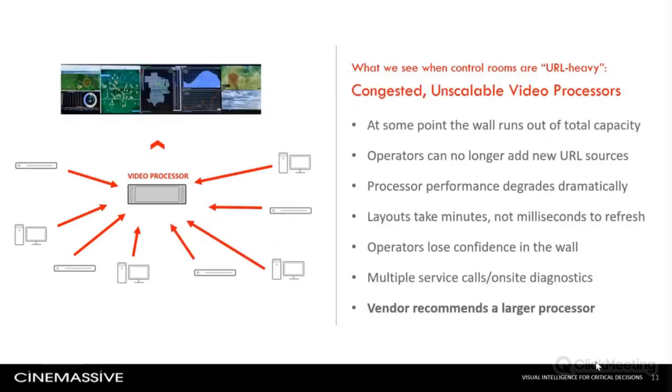What we're describing here is not just based on math or formulas. We often directly experience command centers where capacity is at or beyond the limit. What happens then? For one, new sources can no longer be added, which constrains scalability. Worse yet, performance degrades to the extent that layouts take literally minutes to refresh. Calls to vendor support organizations become a daily routine, and finally, operators and stakeholders lose confidence in the overall ability of the command center. At this point, vendors typically suggest a costly hardware upgrade, but how long until the new processor runs out of capacity?